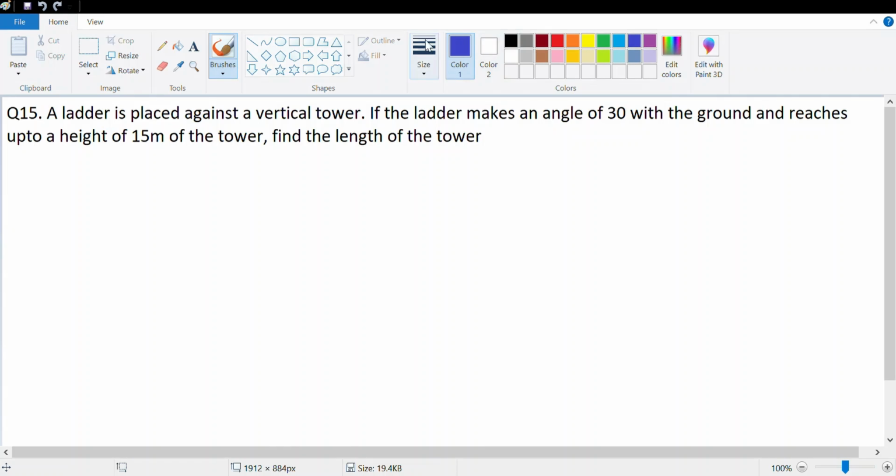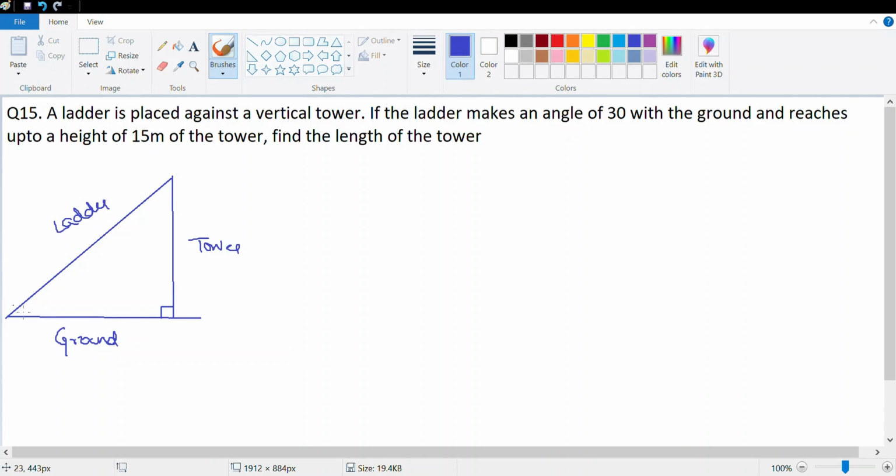It says a ladder is placed against a vertical tower. So let's just draw a rough diagram for this question. This is my vertical tower and this is the ground. Vertical tower would mean that I am making an angle of 90 degree. Like I said earlier as well, in any question related to Pythagoras theorem or trigonometry, marking this angle 90 degrees is extremely important. So a ladder is placed against a vertical tower. So let this be the ladder. Let me just write this down. This is ladder, this is tower, and this is ground.